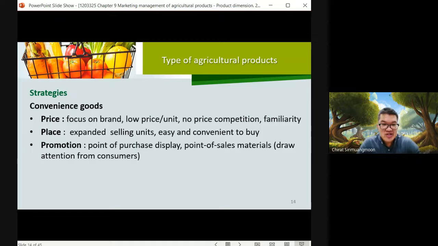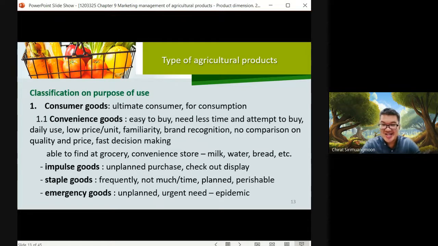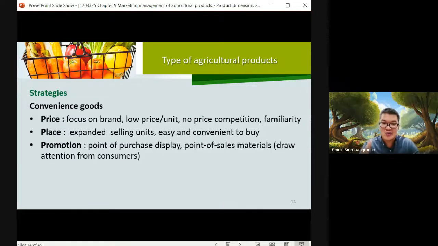Then the strategies that you need to apply for the convenience good is, first, for the price, you need to focus on the brand. Of course, we just talked about the characteristic that it is easy to buy, with fast decision making. So you need to focus on the brand. In general, convenient goods have a low price per unit, and you need not compare the price a lot, and they're things that you are familiar with.